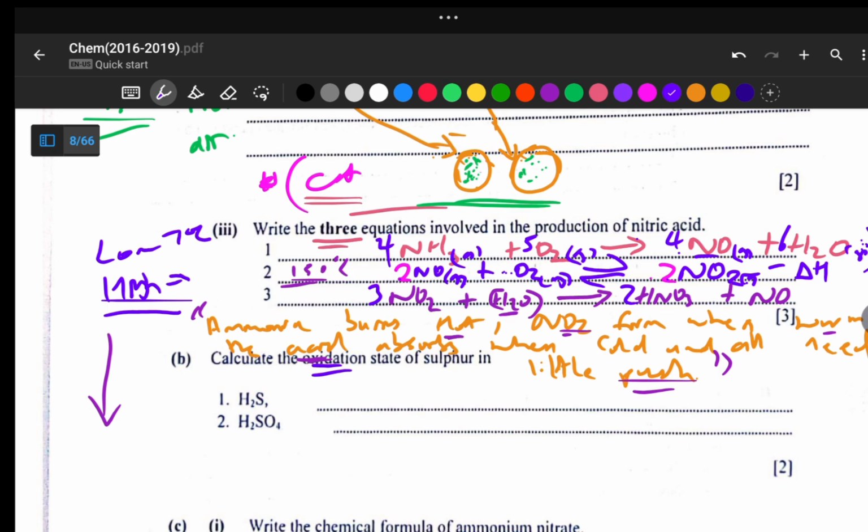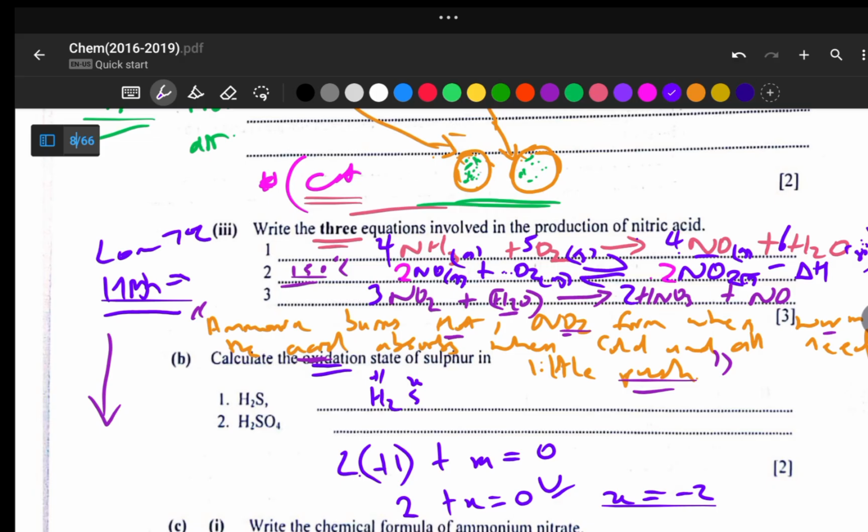sulfide and sulfuric acid. So we can say hydrogen sulfide, H2S, and then X for sulfur, and then here is +1. Hydrogen is treated as a metal, so it's +1, except in the hydrides where hydrogen is bonded to the group 1 metals, right? Plus X, they are known to give 0. So it's 2 plus X is equal to 0, and then X is equal to -2. So this one is a simple linear equation. So X is equal to -2.